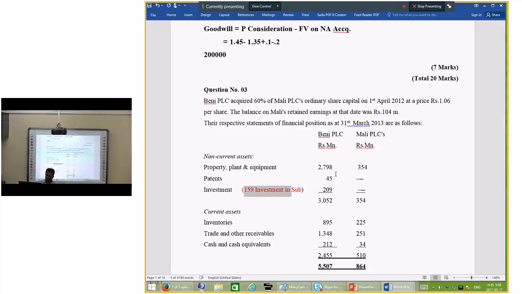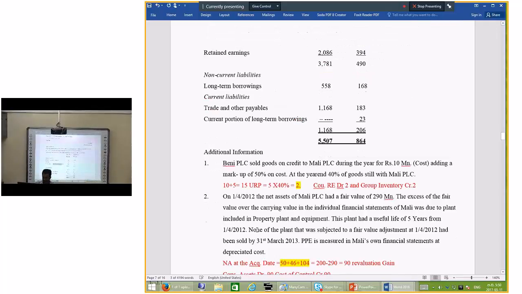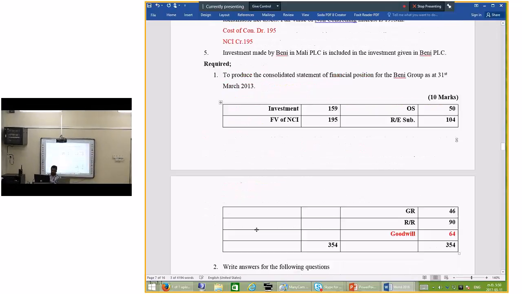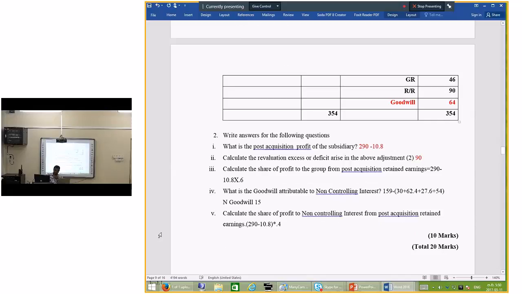But that's all about the adjustments. Look, I have done the goodwill account: 159, fair value, retained earnings on the acquisition date, revaluation reserve, finally goodwill is 64. Look at the way that I have tested.